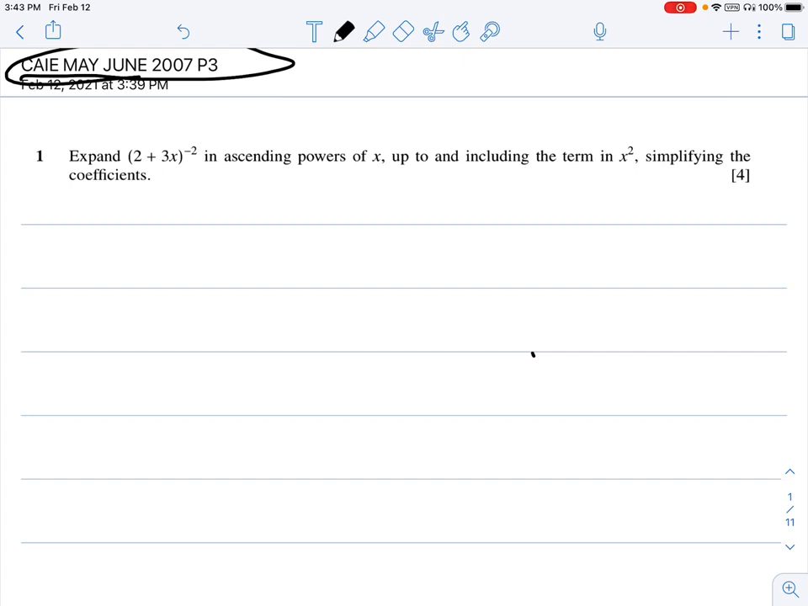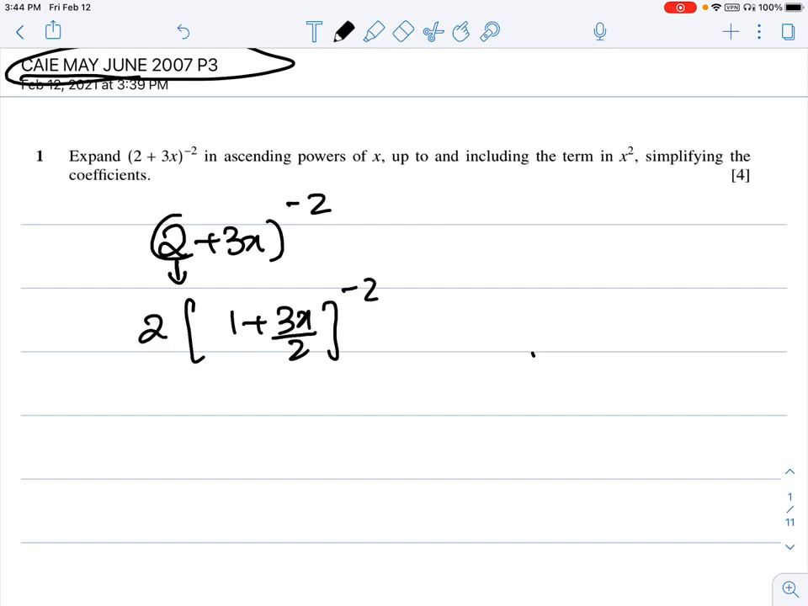So the first question, (2 plus 3x) whole to the power of minus 2. Remember, always here it should be 1. So I take 2 common: 2 times (1 plus 3x upon 2) whole to the power of minus 2. But most of the students make a common mistake: they don't write 2 to the power minus 2, because 2 is being pulled out of the bracket. So it should be 2 to the power minus 2. Then I should be doing the expansion for this one.